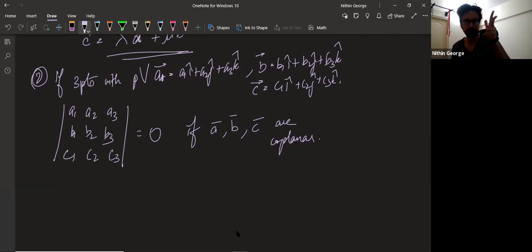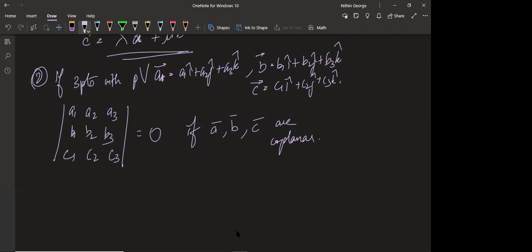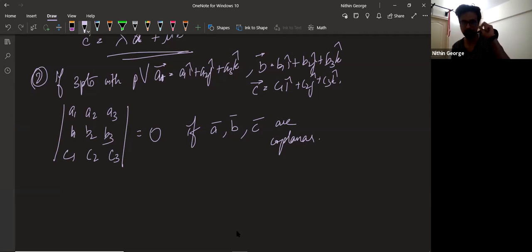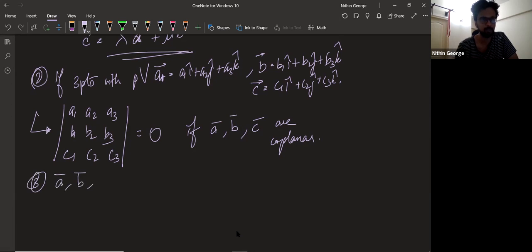If the 3 vectors are on the same plane, the volume will become 0. If the 3 vectors are not on the same plane, you will get a definite volume, some value for the volume. So just understand for now that this determinant is also representing some volume quantity. Just keep this in the back of your head. Let's proceed now. So it's given that A, B, C are non-coplanar.